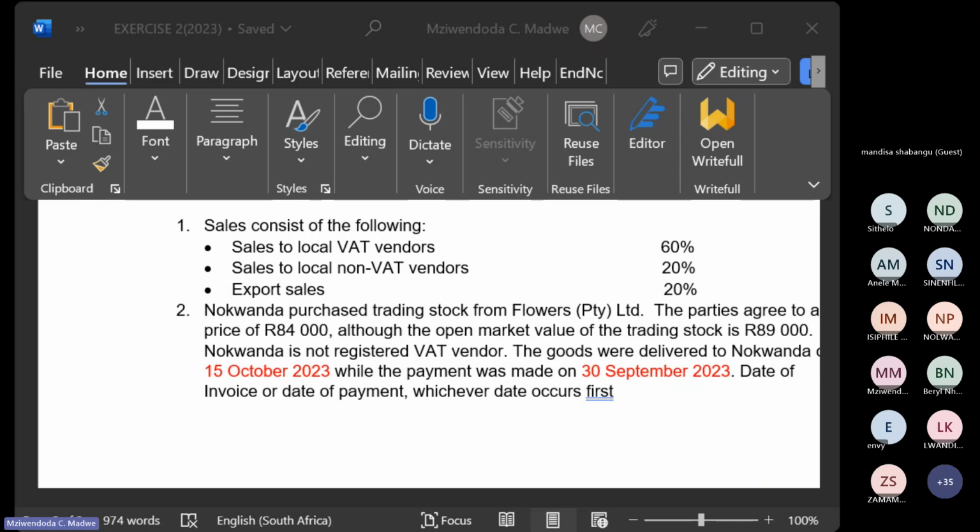Okay, in this scenario we have 2 dates. Okay. So 30 September is the date of payment. Then 15 October. 15 October is the date of delivery. So which means it is the date which is stipulated under subsection 2.